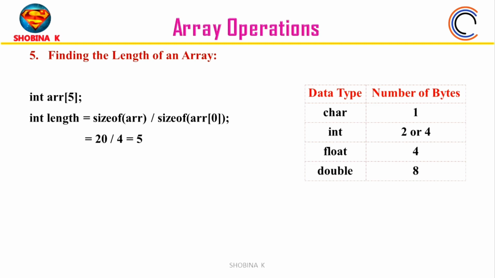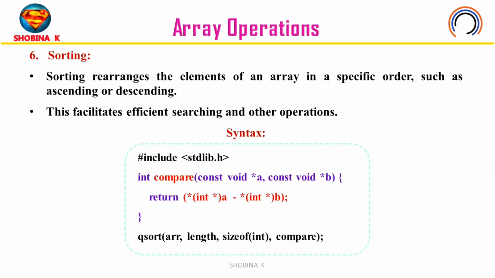And the next operation is sorting. Sorting rearranges the elements of an array in a specific order such as ascending or descending. This facilitates efficient searching and other operations. And here is the syntax. Let's break down the syntax. First, include the header file. This line includes the standard library header file stdlib.h. It is necessary for using the qsort function.